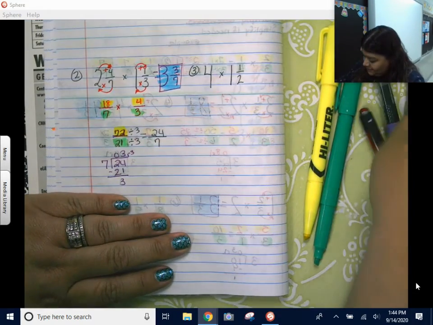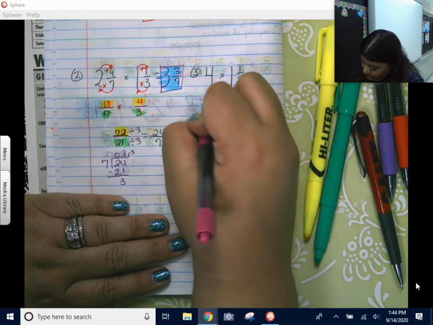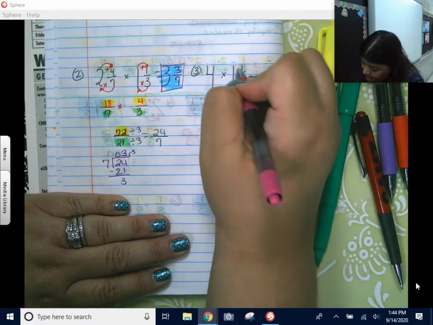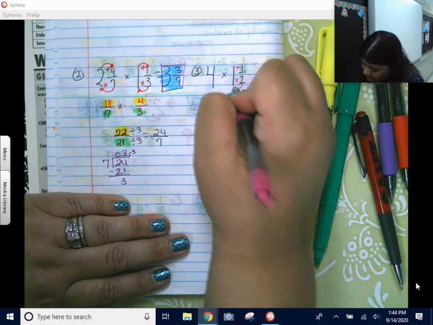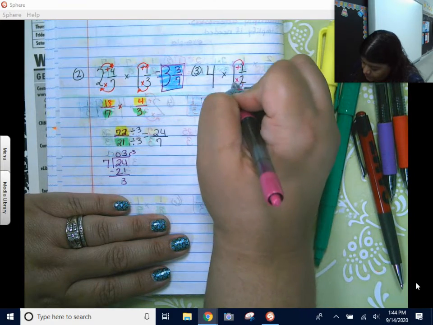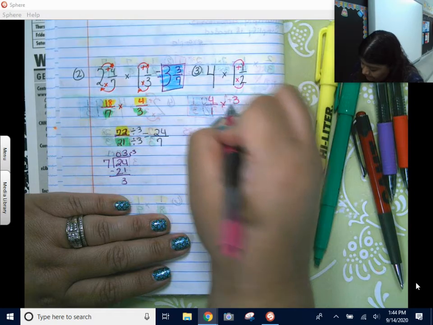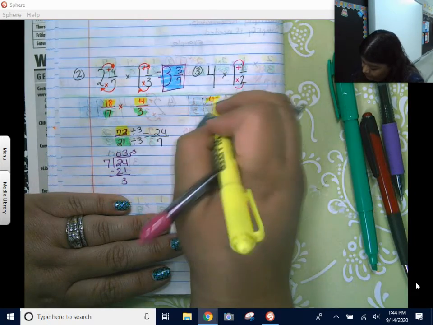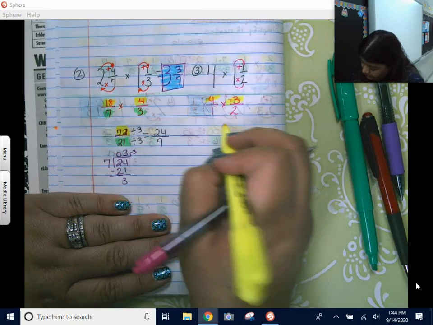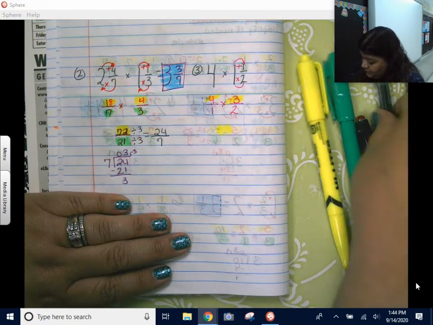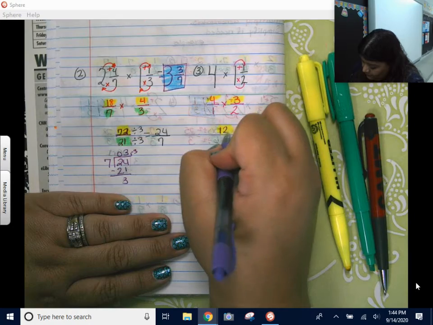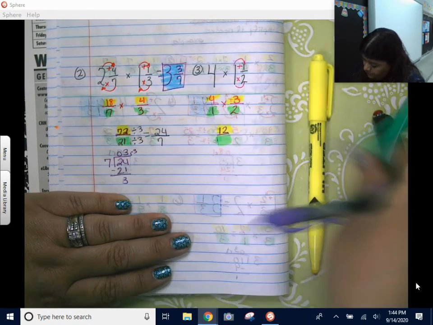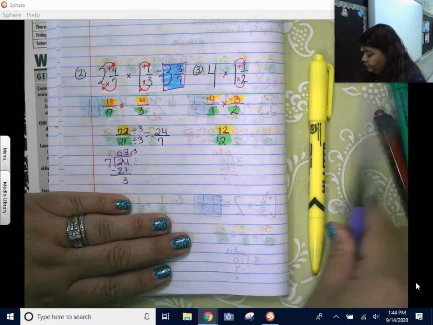Okay, last one. See how y'all did on this one. You should have taken 4 and put it over 1. Yes. And then do our Texas wheel. 2 times 1 is 2 plus 1 is 3. Okay. And then numerator times numerator. So 3 times 4 is 12. And then denominator times denominator. 2 times 1 is 2.